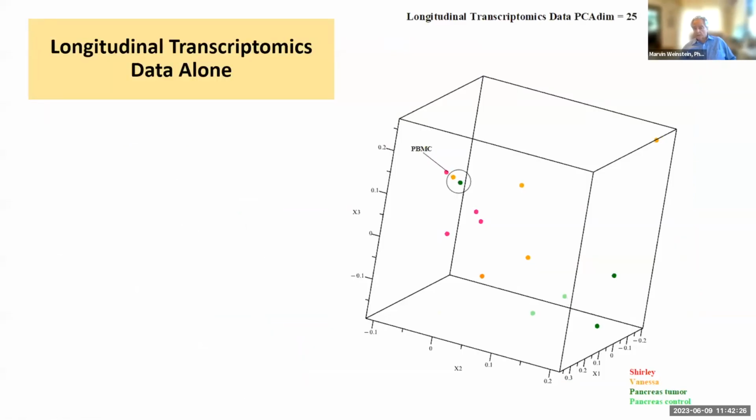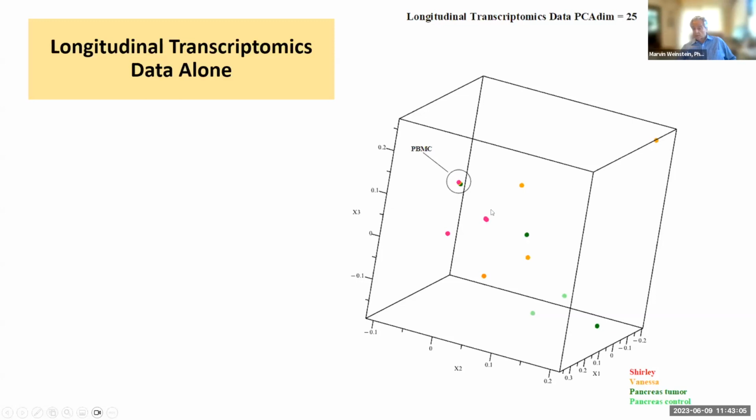Here's the longitudinal transcriptomics. So now I'm showing you exactly the same slide, but I've rendered the samples that were not either Shirley's sample or Vanessa's sample or the pancreatic samples, one of which comes in here. From this picture, you absolutely see that the Shirley samples evolved in time. These two were earlier, and they, in fact, are more like one another. This is quite different, and this is the immune cell related sample.